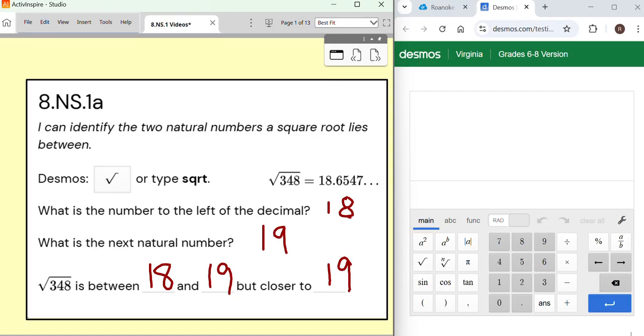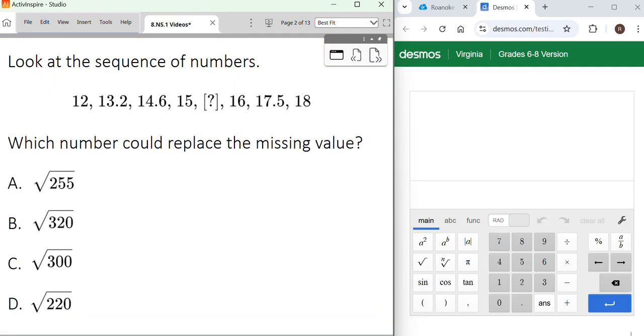Now let's try to do some examples. Look at this sequence of numbers. Which number could replace the missing value? When you get a question like this, don't let it make you do more work than you have to. I'm going to mark through every number except the two that are exactly by that missing value.